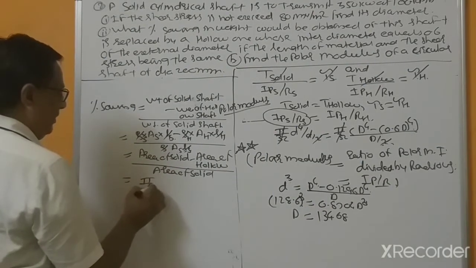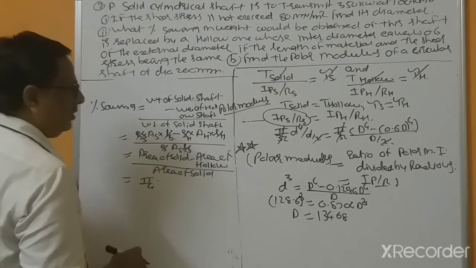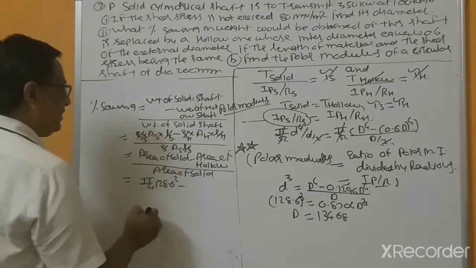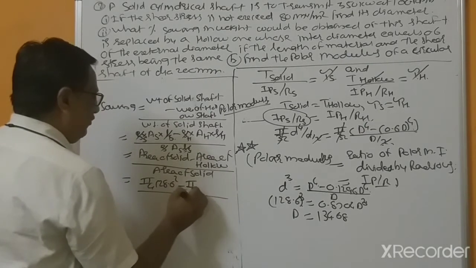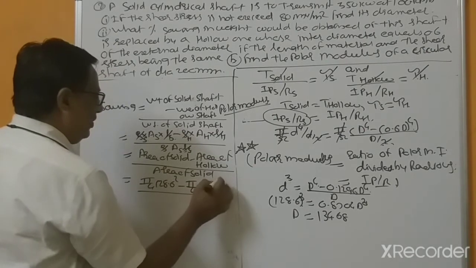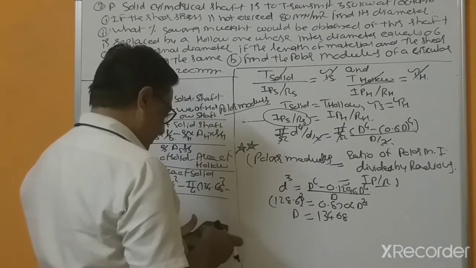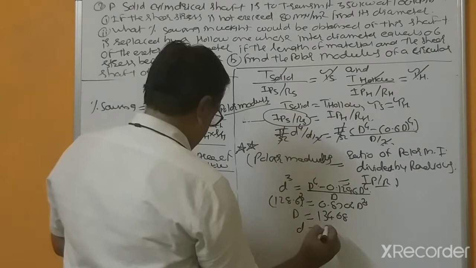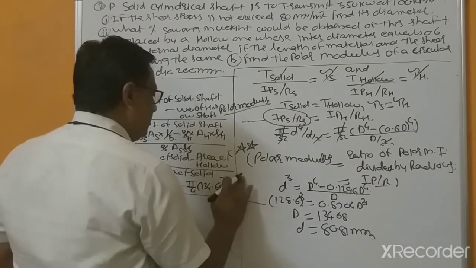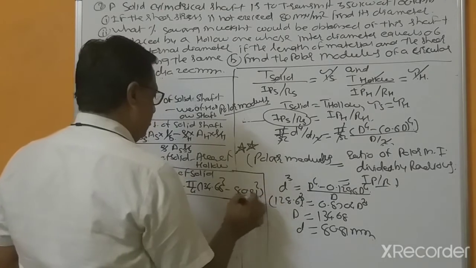Now area of the solid is pi by 4 into 128.6 square, minus pi by 4 into 134.68 square minus the hollow, where small d is 0.6 times capital D, equal to 80.81 mm. So here it is 80.81 square, bracket close.